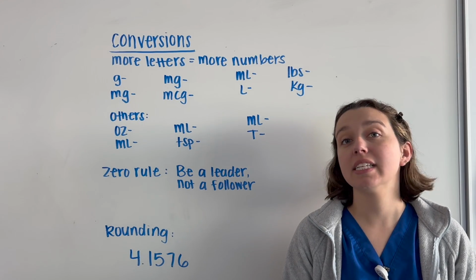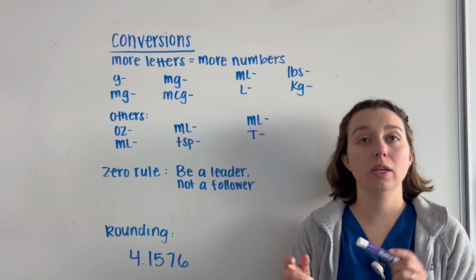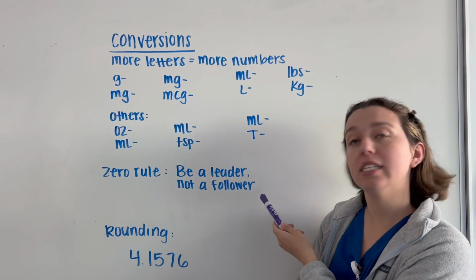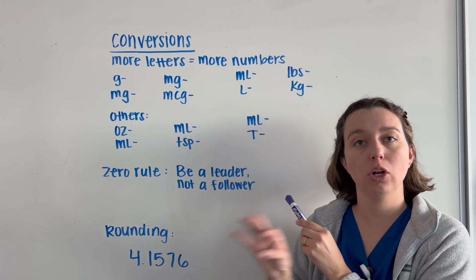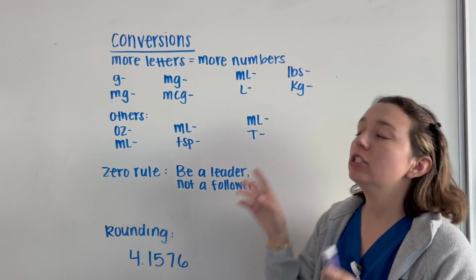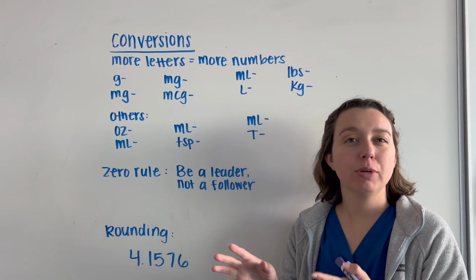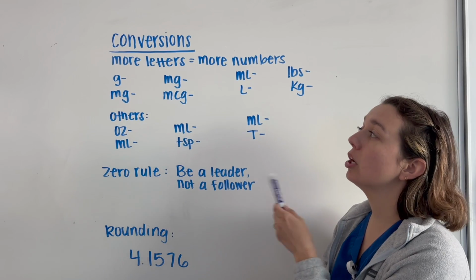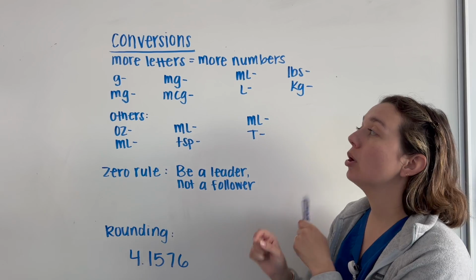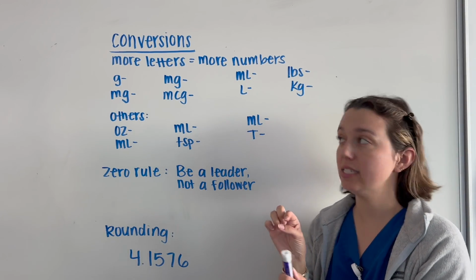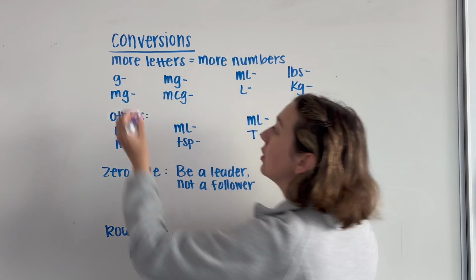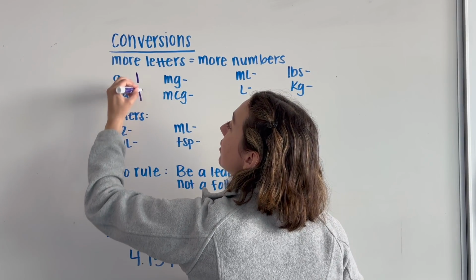So here are some basic tips and tricks for doing your dimensional analysis. We have some tips with conversions, a zero rule about where you need to put a zero with your decimals, and rounding. With conversions, a way to remember some of these, because there's a lot to memorize for your math test, is the more letters that are in your conversions with your units, the more numbers that unit has. So when we have grams to milligrams, we have 1 gram equals 1,000 milligrams.